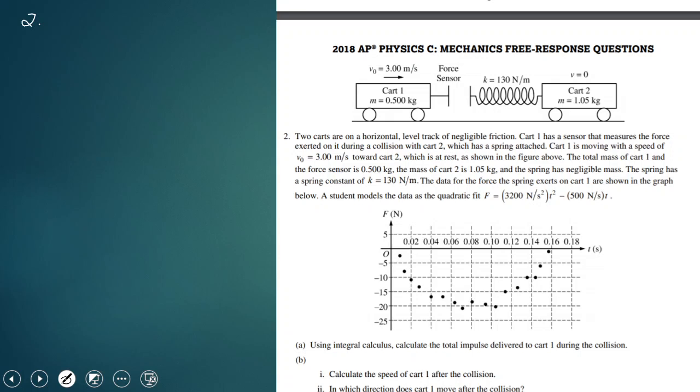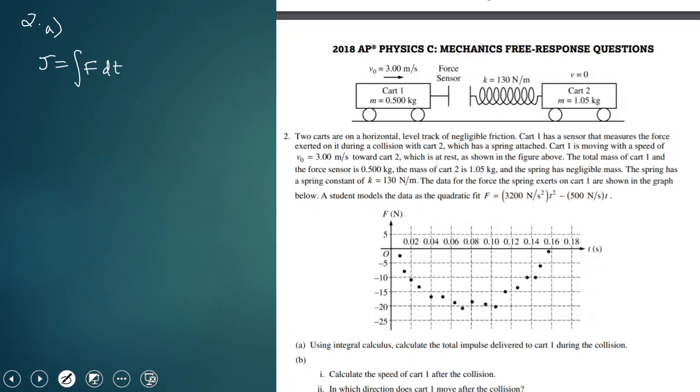And we're given a graph for the force with respect to time, and we're given a quadratic fit equation, F is equal to 3200 t squared minus 500 t. So part A says, using integral calculus, calculate the total impulse delivered to cart 1 during the force. This one is a fairly simple question because it's just a formula that you can use. So we know that our impulse, J, is equal to the integral of F with respect to time.